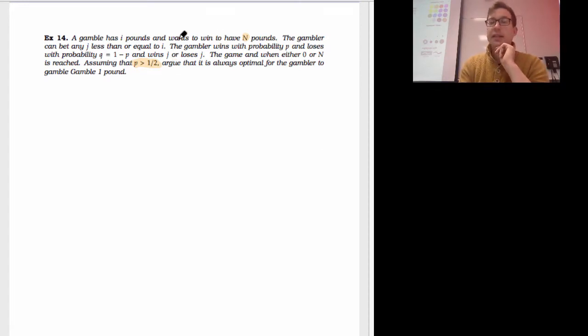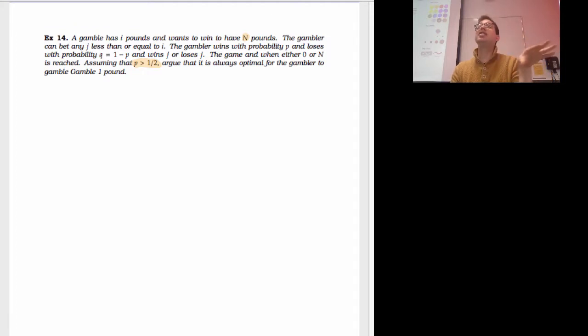The exercise, what's been asked here, is to argue that it's always optimal for the gambler to gamble £1. So you basically gamble the minimum amount of money that you can gamble at each time. Does everyone understand the question? So if you've got £5, and the chances of winning are positive, then you should bet small but many times.